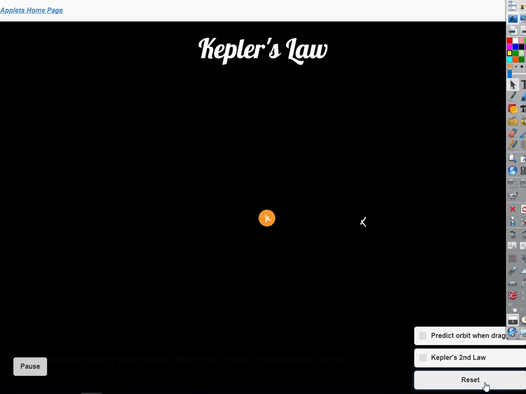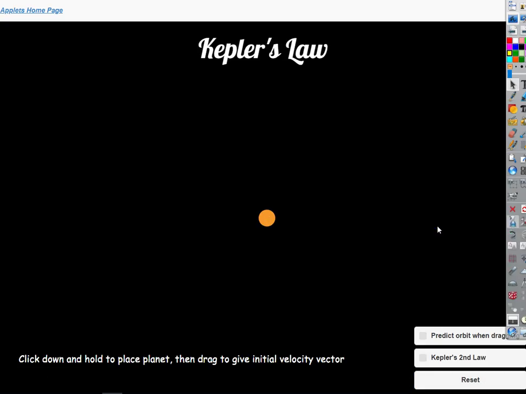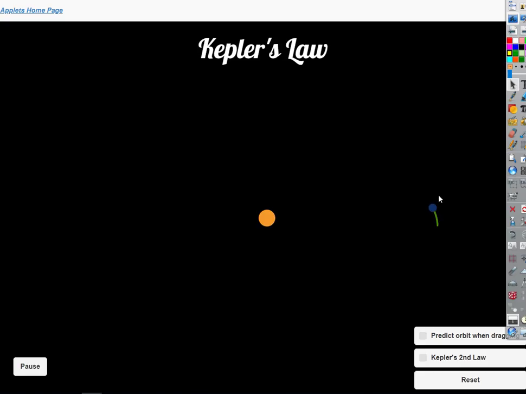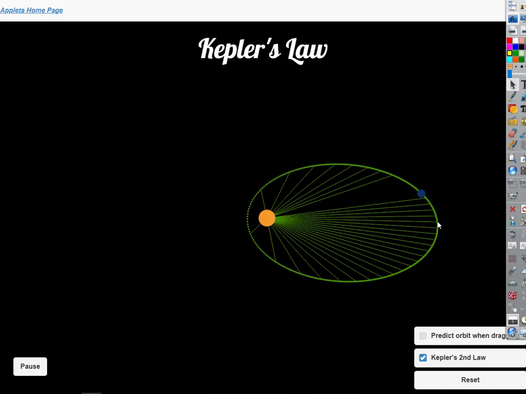And look what happens now if I turn on Kepler's second law. Those are equal time intervals. What do you think is true about each of those sectors? They're equal area. Yeah, right? And so what does that imply about the speed of the satellite when it's very far away? It's much slower, right? In order to get the same area, it's moving much more slowly over here.